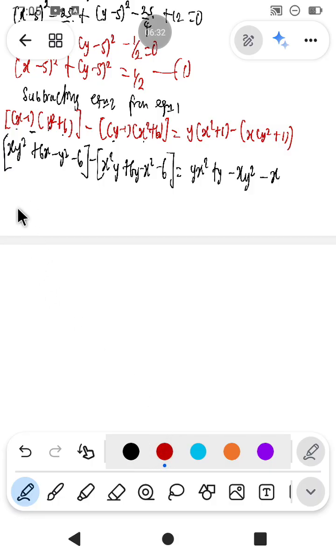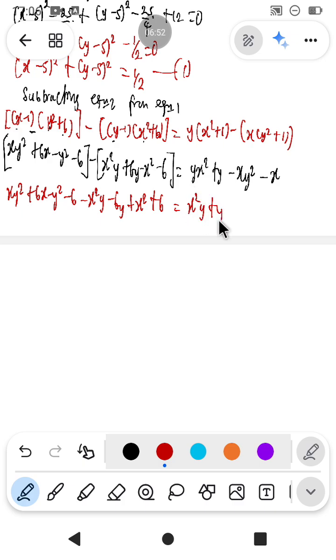All right, guys, so let's move on. So here we have xy squared plus 6x minus y squared minus 6 minus x squared y minus 6y plus x squared plus 6 equals, we can write this as x squared y, don't forget, plus y minus xy squared minus x. This is pretty cool. Do you understand what I did here? I opened the bracket with the negative sign. That's what I did here.